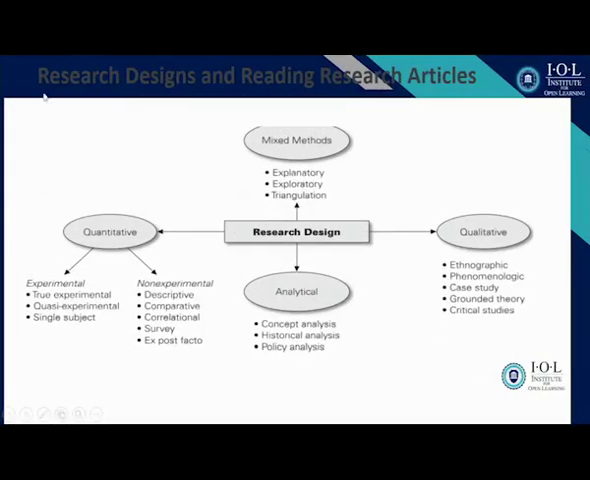Research design and reading research articles. We talk about research design. Research design consists of quantitative and qualitative, or either mixed or analytical. How do you design your research? Design means which research methodology you are going to use. If you are going to use quantitative, there are experimental and non-experimental: true experimental, quasi-experimental, single subject. And there is descriptive research, comparative research, correlational research, survey research, ex post facto research. This is just an example of research design, so you also have to go through those concepts.